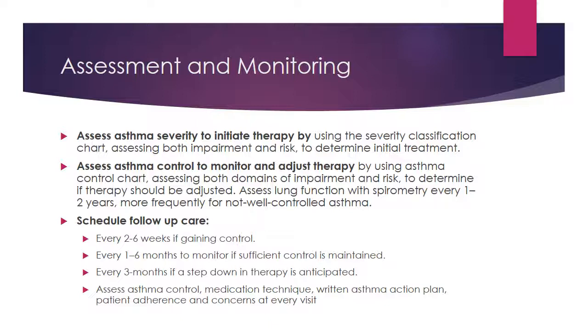Assess lung function with spirometry every 1 to 2 years, more frequently for not well controlled asthma. Schedule follow-up care every 2 to 6 weeks if gaining control, every 1 to 6 months to monitor if sufficient control is maintained, and every 3 months if a step-down therapy is anticipated. Assess asthma control, medication technique, written asthma action plan, patient adherence and concerns at every visit.